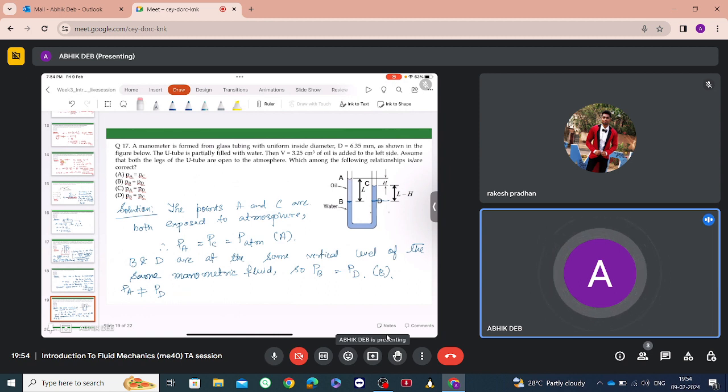Similarly, PB equals PC is also not the case, because B and C are in the same manometric fluid, but C is at a higher level than B. That is why B and C will not be at the same pressure, and PB is not equal to PC. So the correct options are A and B.